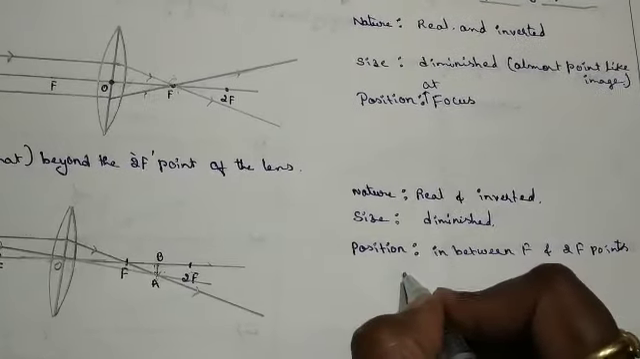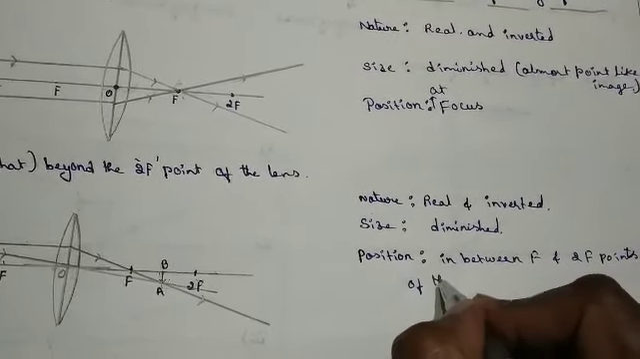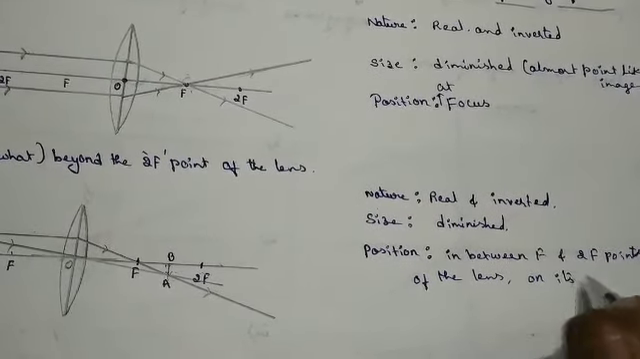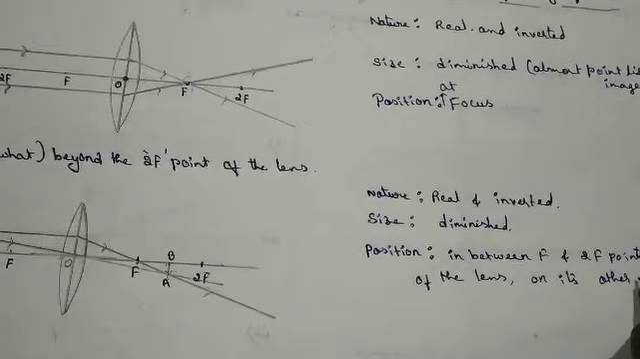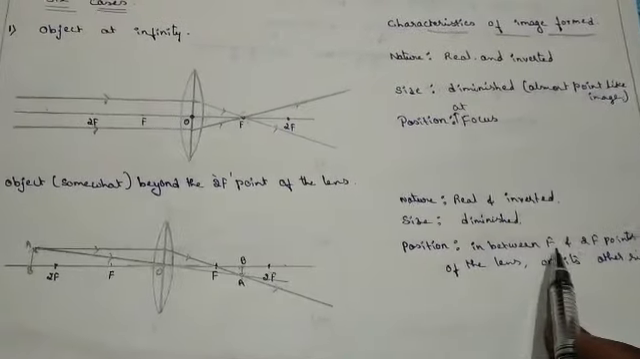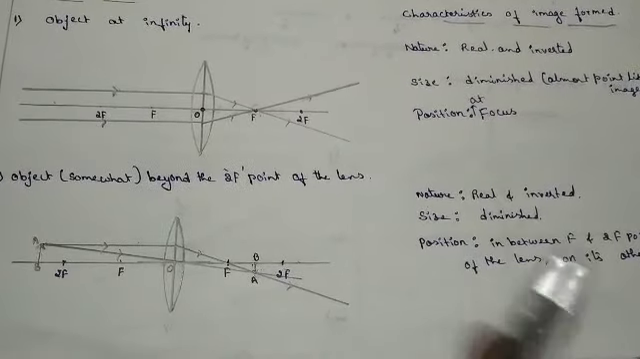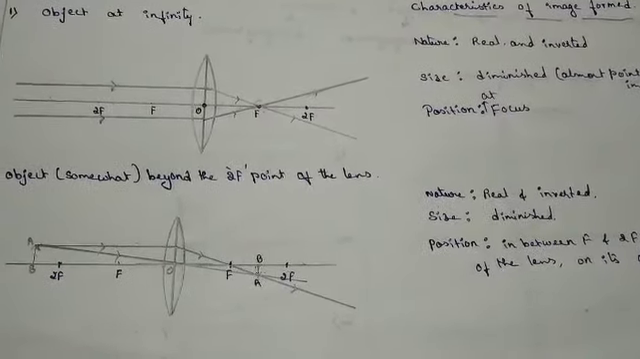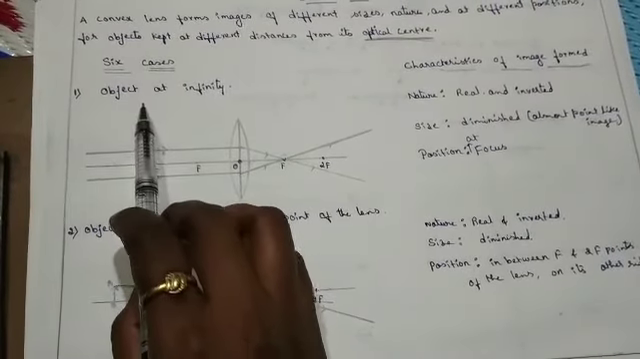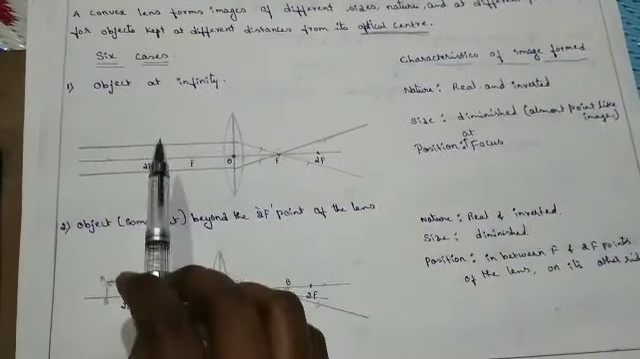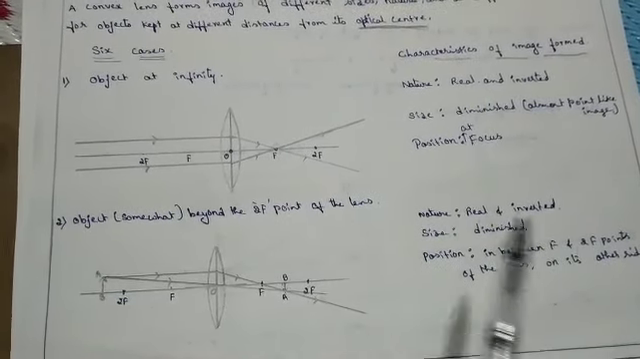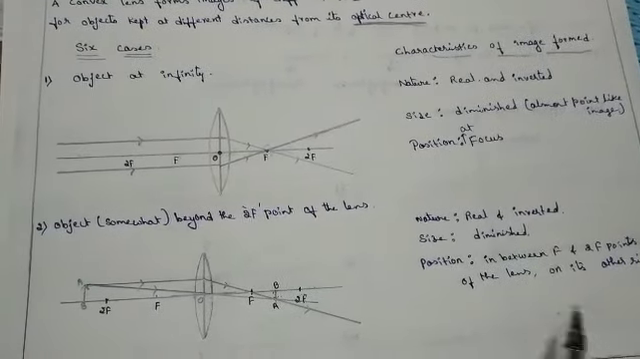Points of the lens on its other side. On its other side, or you can just write in between f and 2f on the opposite side of the object placed. So these are the two cases. One case is the object kept at infinity, and the other case is the object kept beyond the 2f point of the lens.